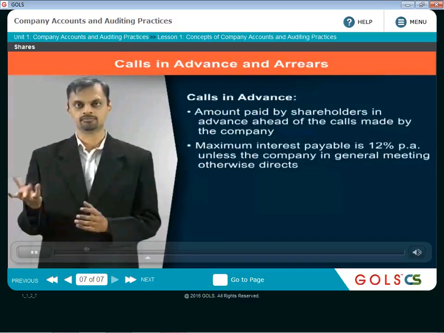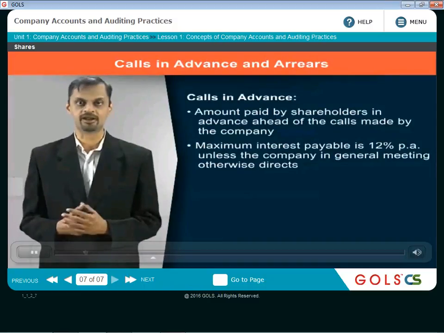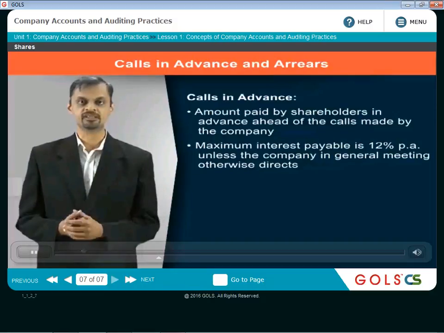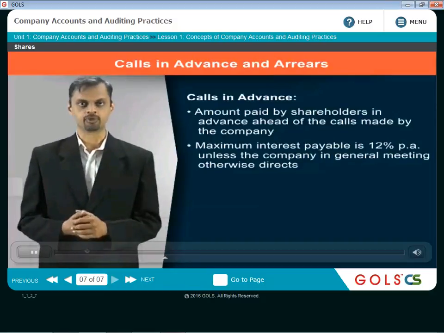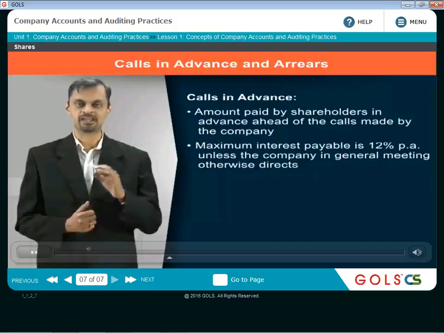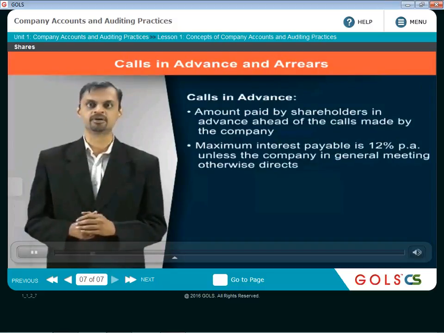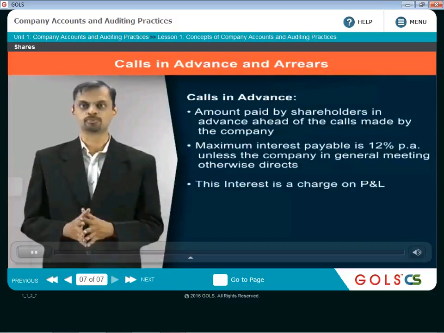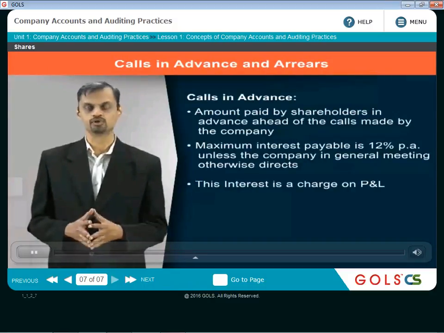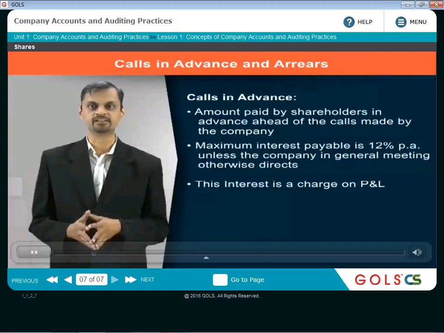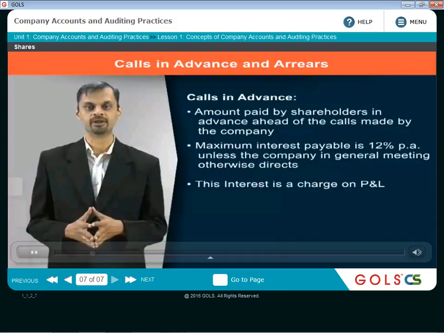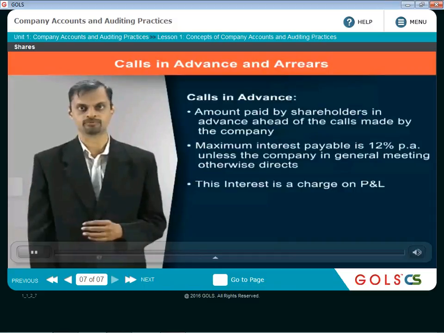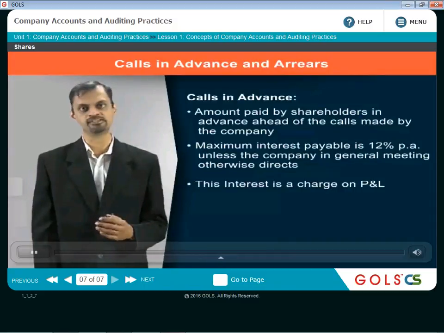Whenever a shareholder is paying something in advance to the company, he will obviously expect some kind of an interest on it from the company. So the maximum rate of interest payable is 12% per annum unless the company in general meeting otherwise directs. This interest on calls in advance is a charge on the profit and loss account, a charge against the profit. So no matter whether the company makes profit or loss, once this interest is decided to be paid, it is a charge against the profit. So even if there is a loss, this interest on calls in advance has to be paid by the company.